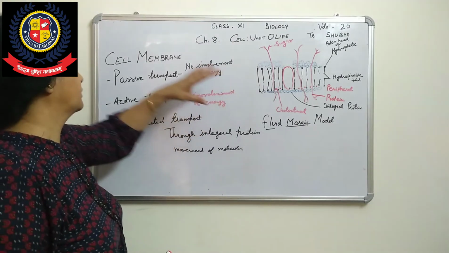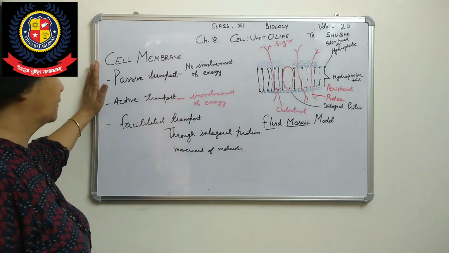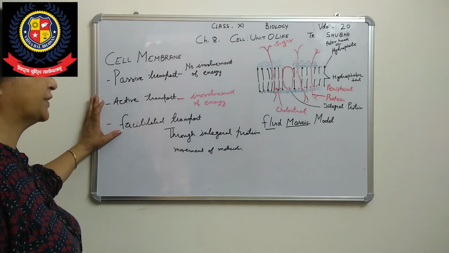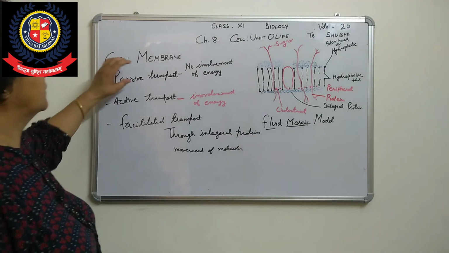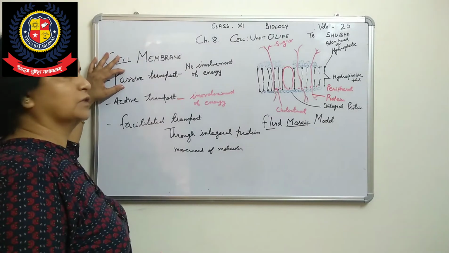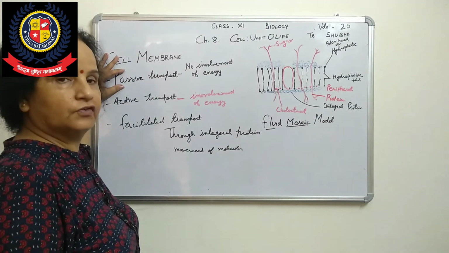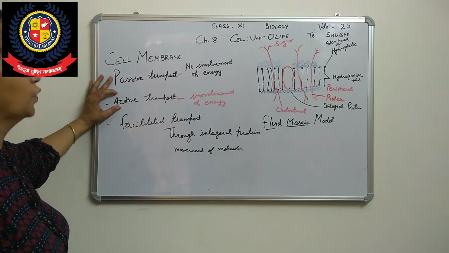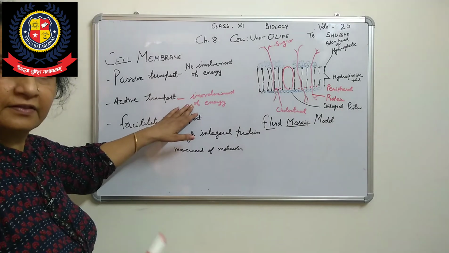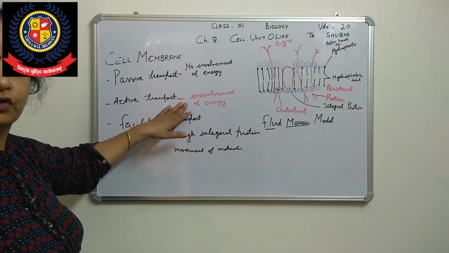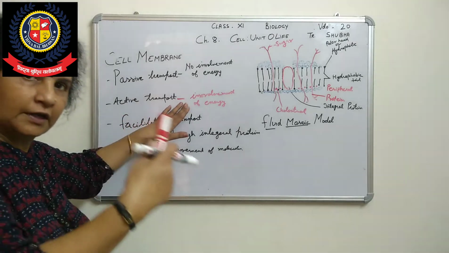Now in that case, we will see the three types of transport: passive transport, active transport, and facilitated transport. Passive transport depends on the concentration gradient, where energy is not required. Second, active transport, where they expend energy, and molecules move against the concentration gradient.